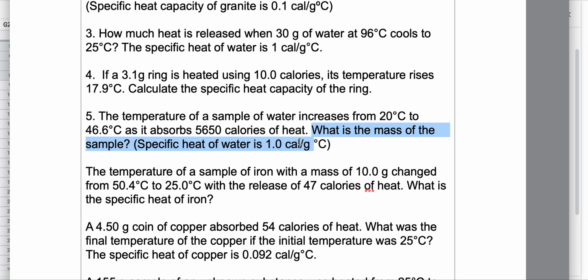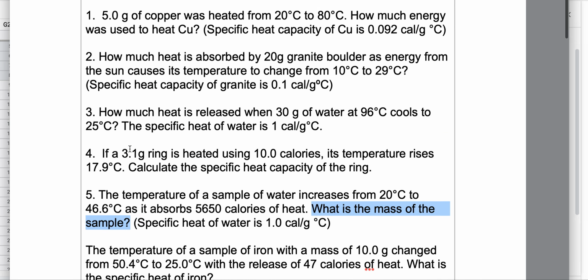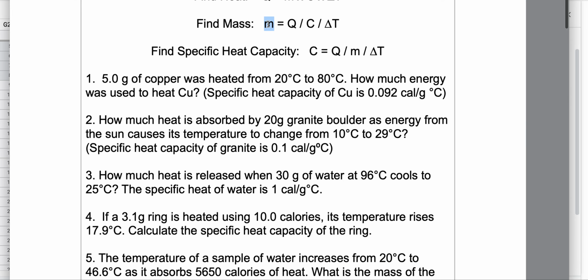Okay, in this one it says what is the mass of the sample? So we're going to use this formula. You're going to take the heat divided by the specific heat capacity and then divided by the change in temperature.